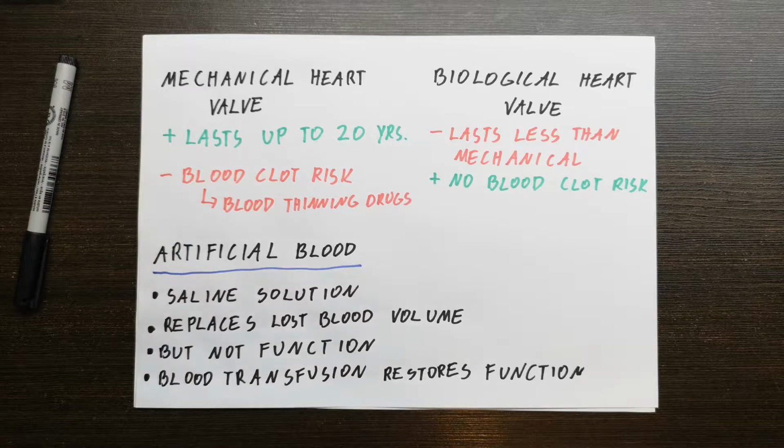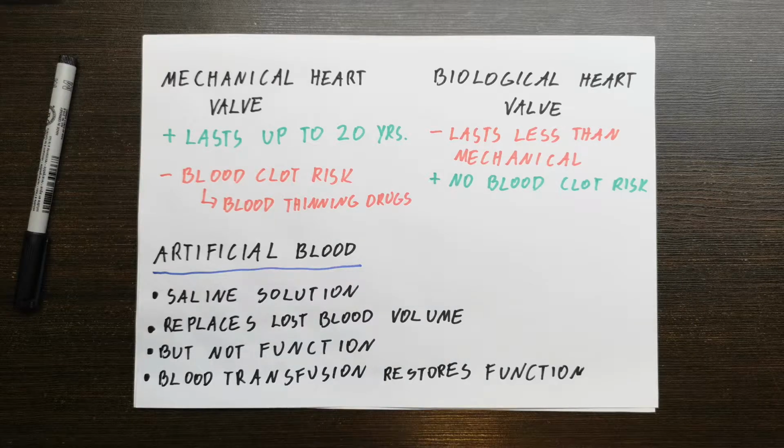carries a blood clot risk because it's a mechanical part. Again, like with many mechanical parts, the blood doesn't flow through them just as well as it would through a natural part. So it carries a blood clot risk, and therefore it may require people to take blood thinning drugs. Whereas biological heart valve, because it's made from biological tissue that would be present in a heart, doesn't really carry significant blood clot risk. So those people do not have to take so many blood thinning drugs.